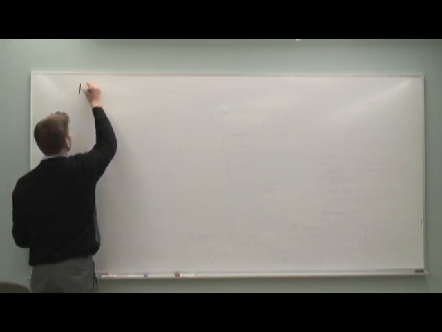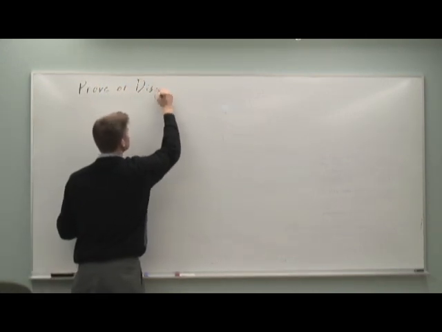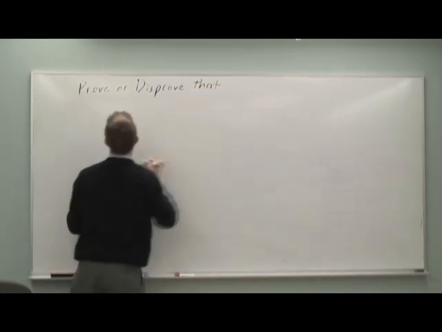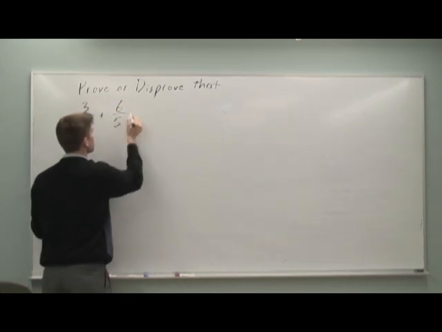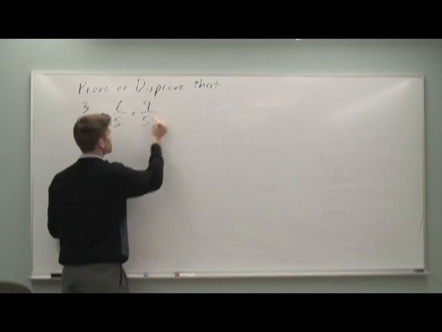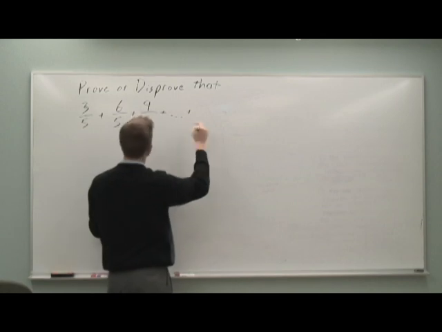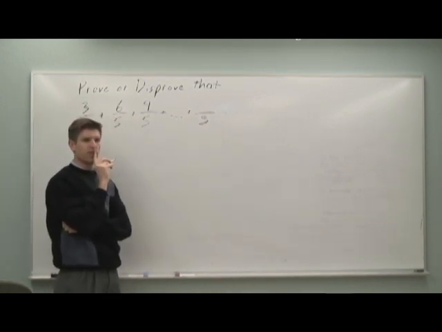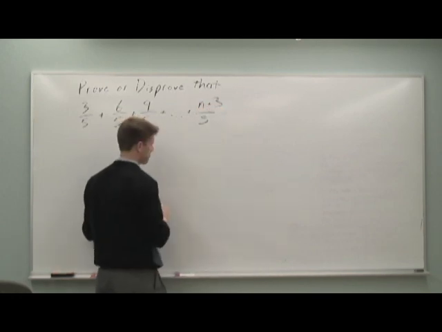So, let's say we are asked to prove or disprove that 3/5 plus 6/5 plus 9/5 all the way up to, let's see, what should I put there? What should the nth term be? N plus 3? No. That's not right. I take that back.